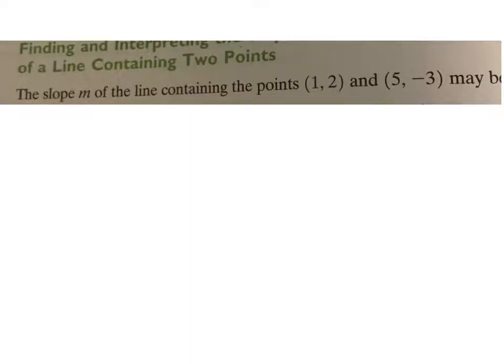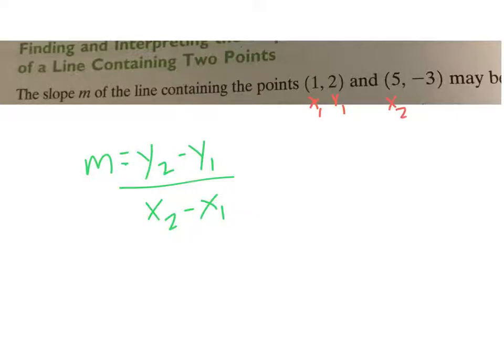Okay, so our first problem here asks us to find the slope of a line that contains the points (1, 2) and (5, -3). So if I'm given 2 points, asked to find the slope, I'm just going to use that slope formula that we just looked at: y2 minus y1 over x2 minus x1. I just have to identify which variable is which. I'm going to call this x1, this one y1, this is x2, this is y2.